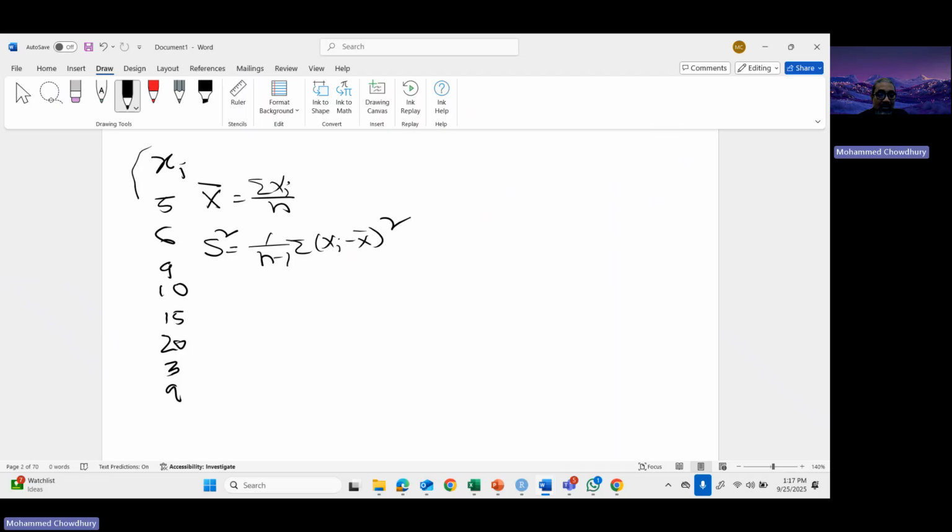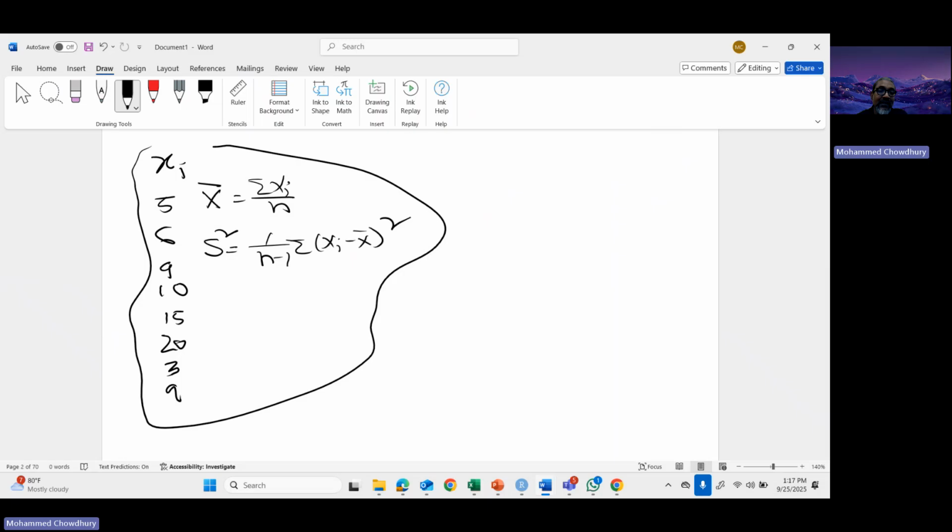So this is called non-parametric mean and variance. From the data, you are computing mean and variance. Clear? Non-parametric. There is nothing I can use, I just use the formula.